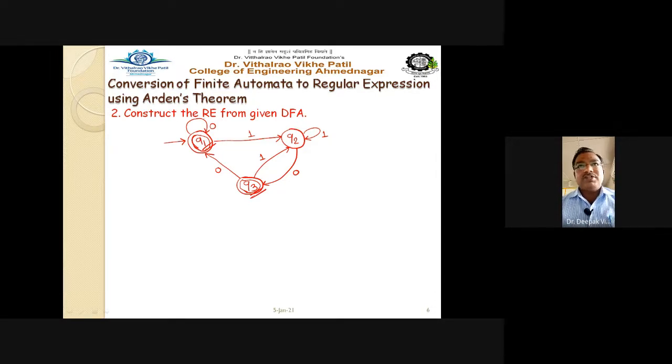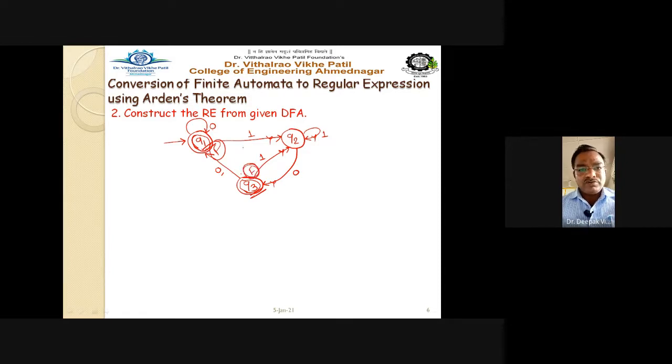The example is the same. The automata is the same here. Q1 has a 0 transition, and on 0 from Q3 to Q2. This one is incoming, and this one is a self transition, and Q3 is reached only on 0 from Q2. The difference is that Q1 is marked as a final state, and Q3 is also marked as a final state here.